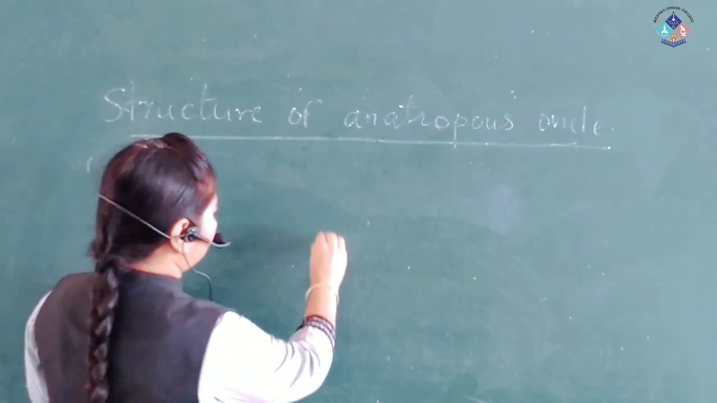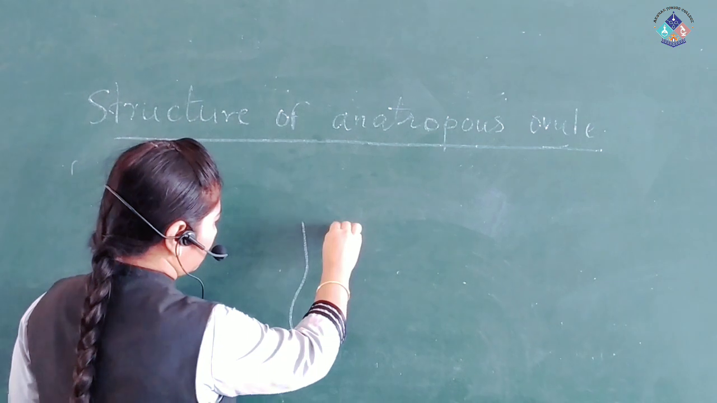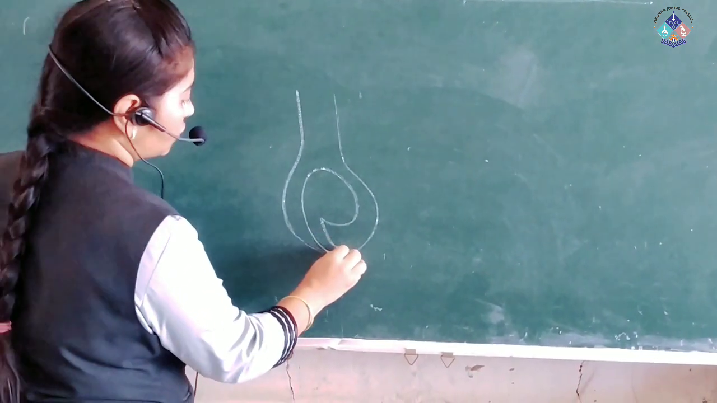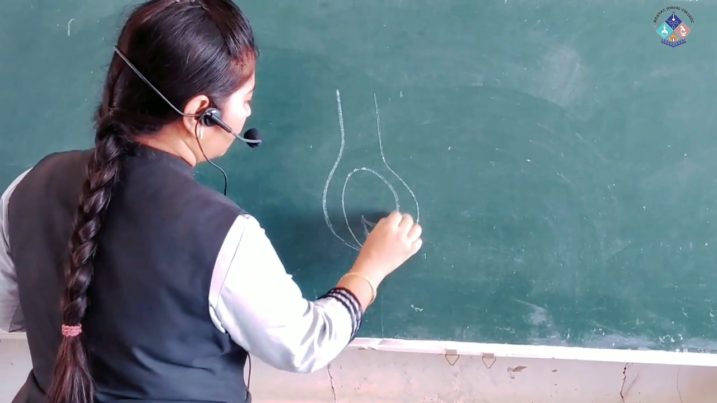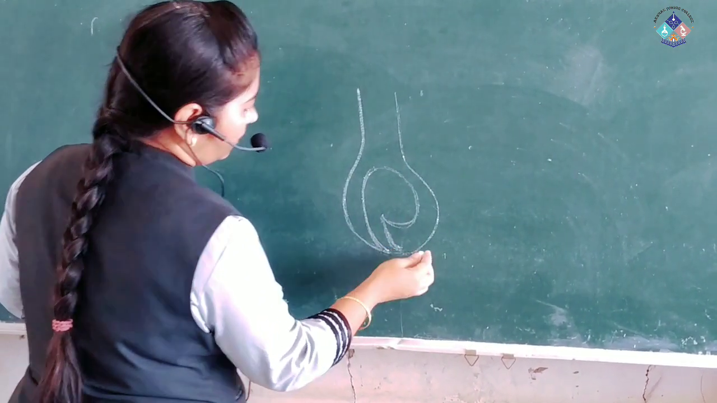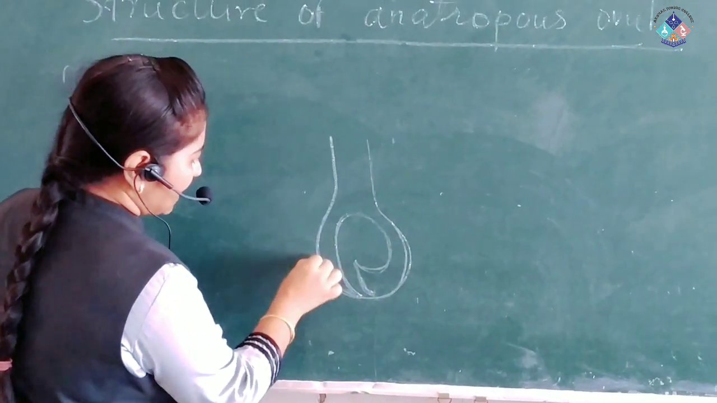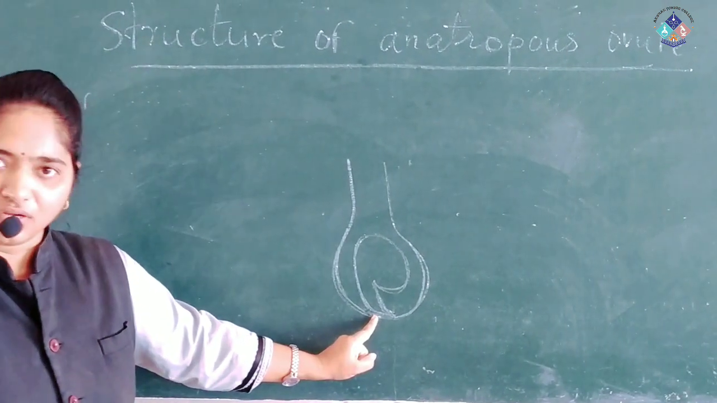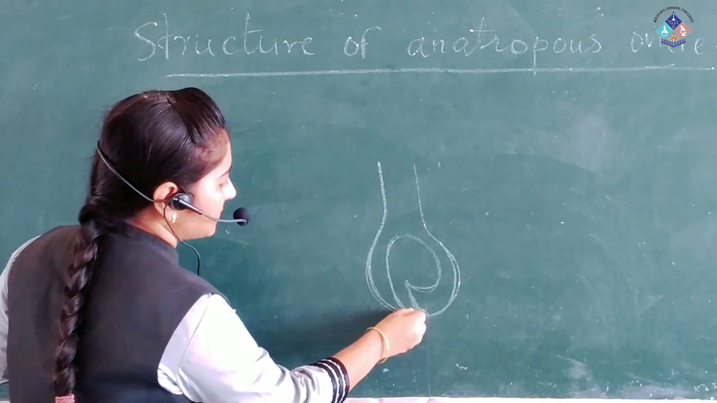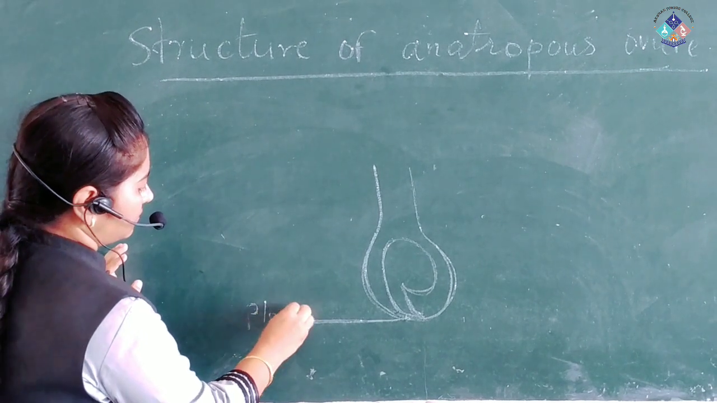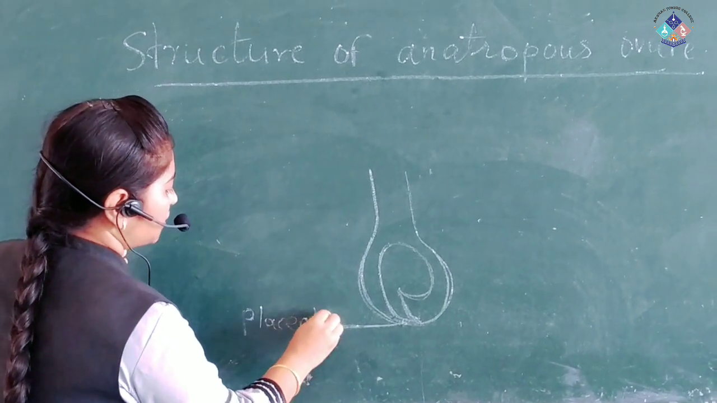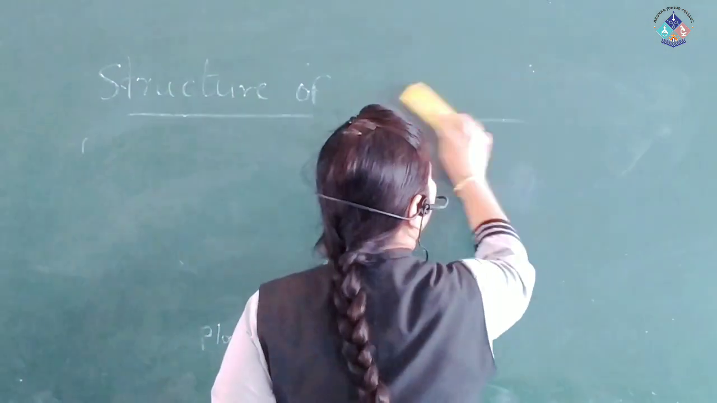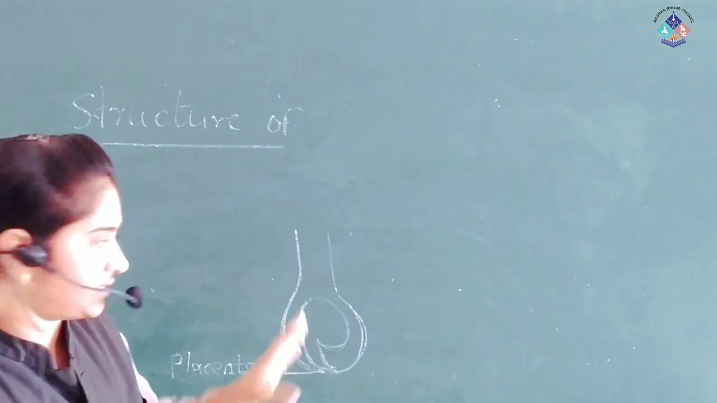I already said that ovary contains ovule. You can see here ovary, and ovule is inside the ovary. Inside the ovary, ovule is there, and the wall of ovary is attached with ovule by a nutritive tissue. There is a nutritive tissue called placenta. It gives nourishment to the developing ovule. I'll show you structure here in detail, in large size.